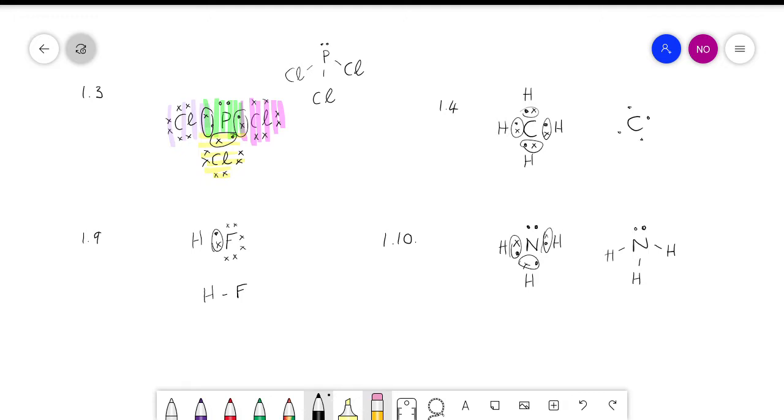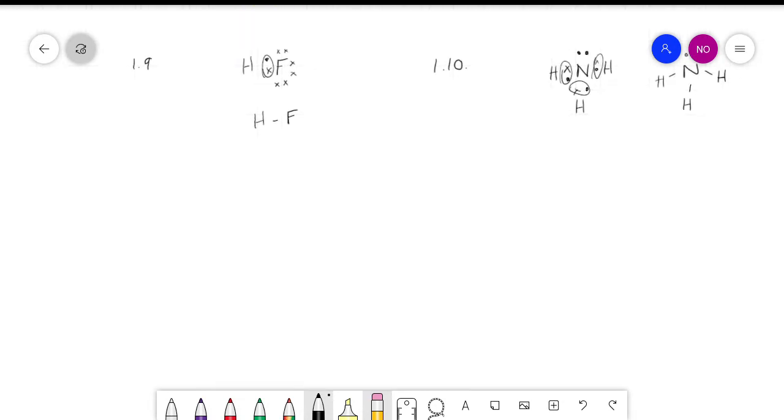Now we're moving on to double bonds or more than one bond. In your books, I am on page 18. No, first page 17.